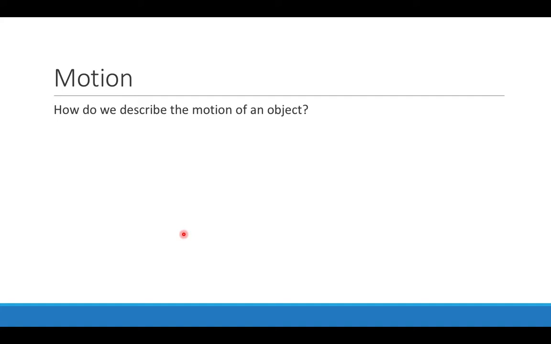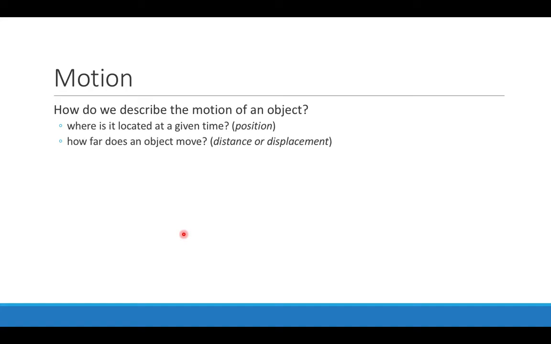So the first thing that we'd like to do is describe the motion of an object. What do we need to know in order to describe the motion of an object? One of the things that we might be interested in is where the object is located at a particular instant in time, and that's described as the object's position. We also might want to know how far an object moves. Does it move a large distance? Does it move a small distance? And over what time interval does it move through that distance?